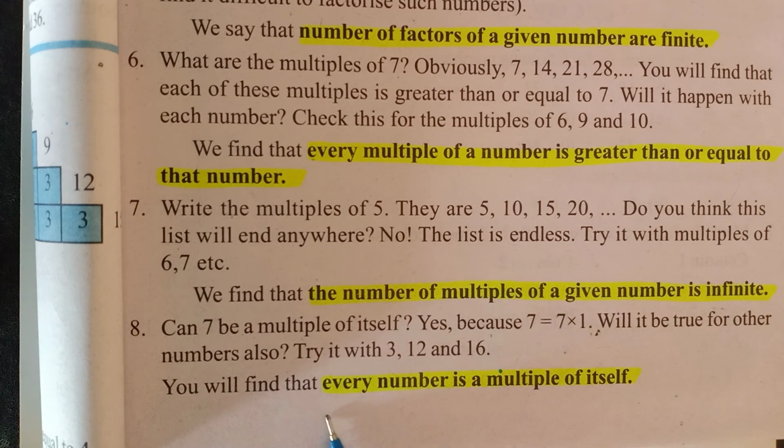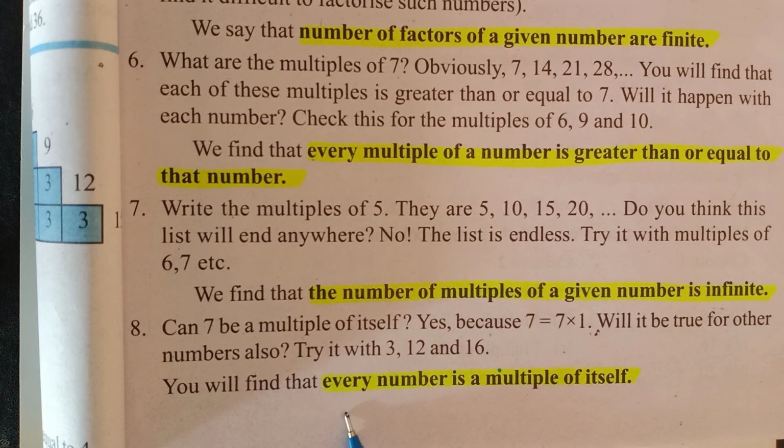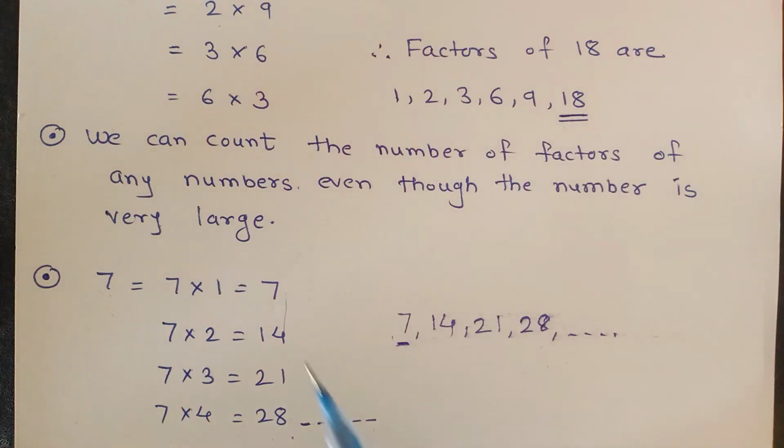And the last fact is that every number is a multiple of itself. See here, I have found the multiples of 7. Can you see the first number 7? It is a multiple of 7. So every number is a multiple of itself. These are the properties or facts about factors and multiples.